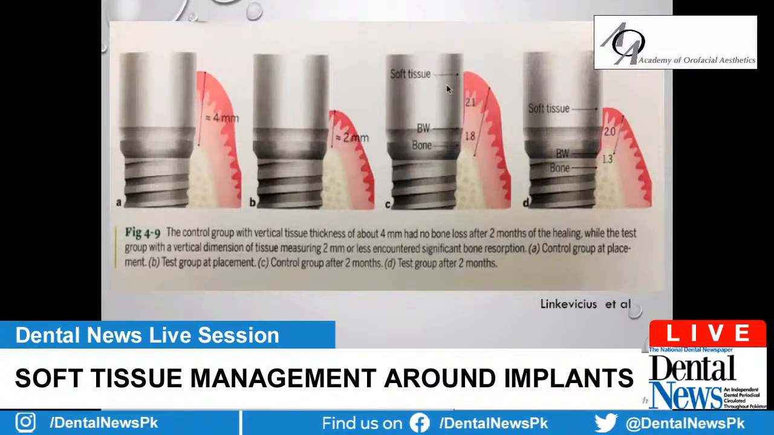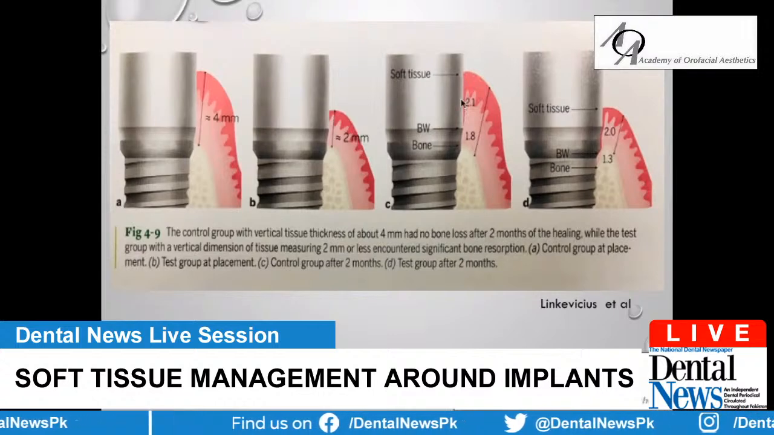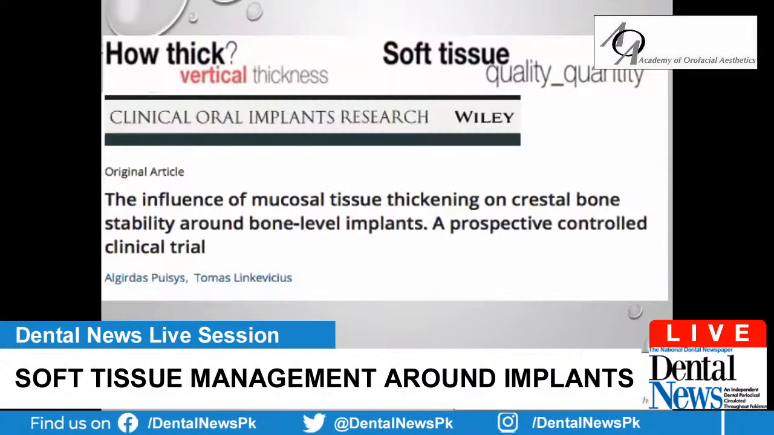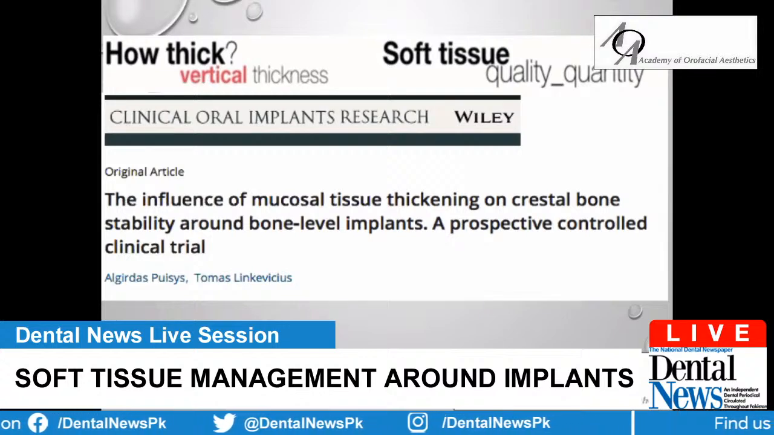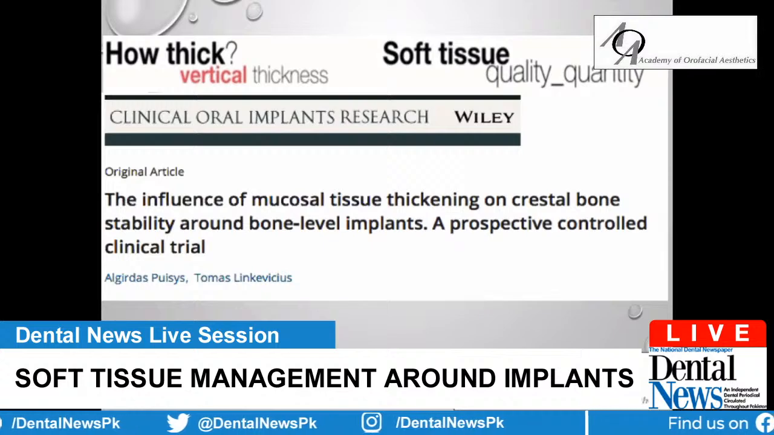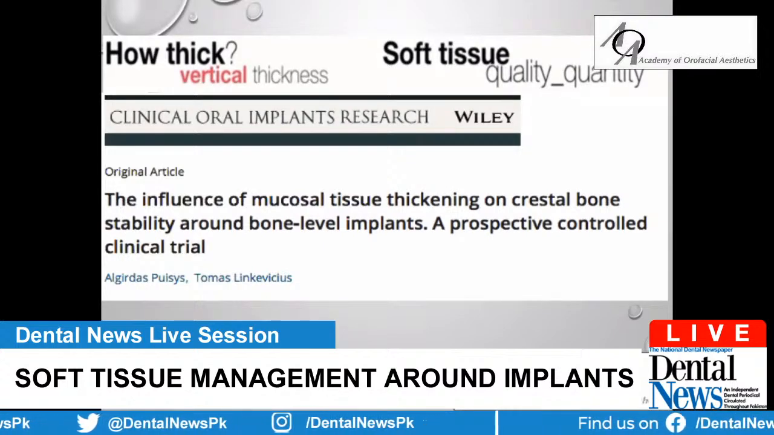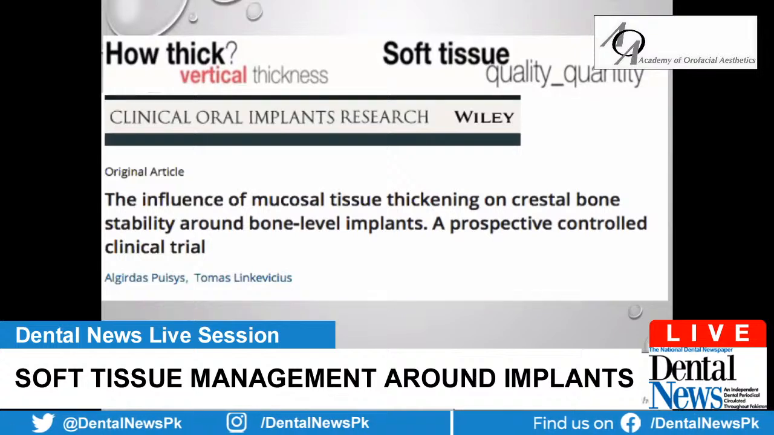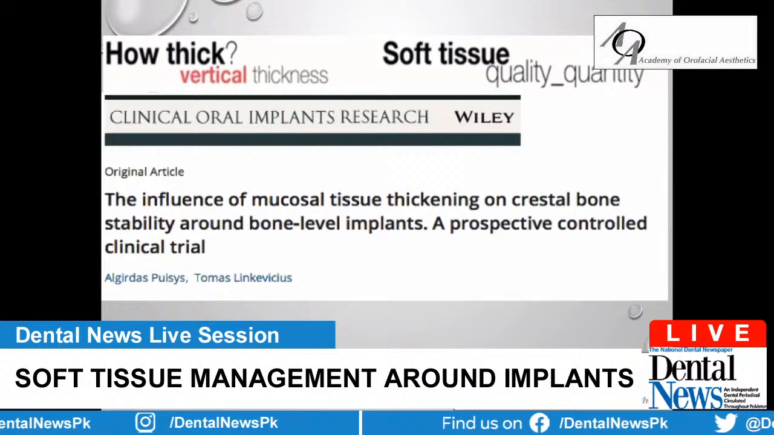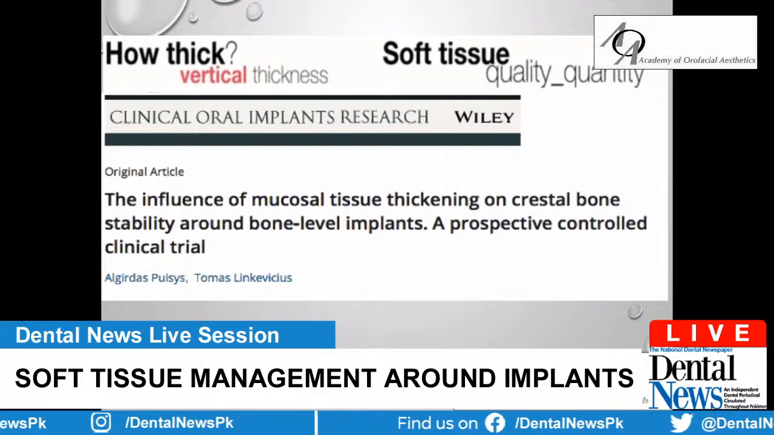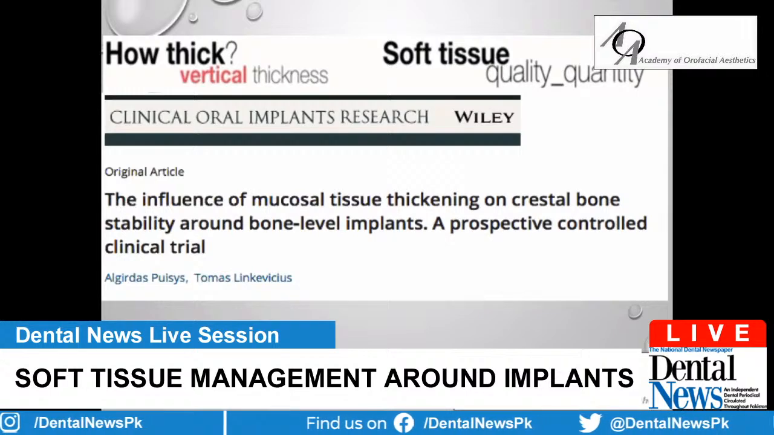So that means if you have thick tissue, thick vertical tissue or thick keratinized tissue, you know, once again, that was a patient study. The influence of mucosal tissue thickness on crestal bone stability around bone level implants, a prospective controlled clinical trial, where he actually mentioned and concluded that implants placed in a soft tissue thickness of 2 or less than 2 millimeters had bone losses even before second stage procedures.